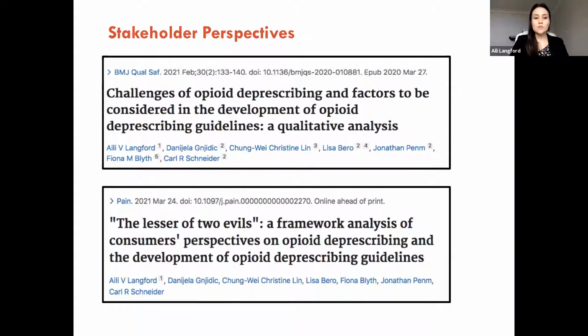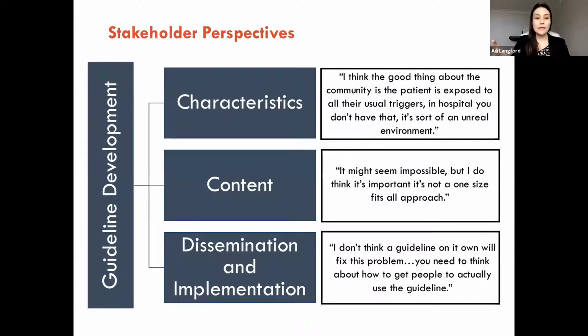guidelines. So I've just got this image here to try and explain how some of our qualitative work directly informed the guideline development processes. So this first one here regarding characteristics, one of our participant quotes says, "I think the good thing about community is the patient is exposed to all their usual triggers. In hospital, you don't have that sort of unreal environment." So this quote is speaking to the target setting and the target audience of the guidelines. And we were able to ascertain from our research that primary care was probably the ideal setting for the implementation of our guidelines. And as such, our target audience was primary care physicians or general practitioners.